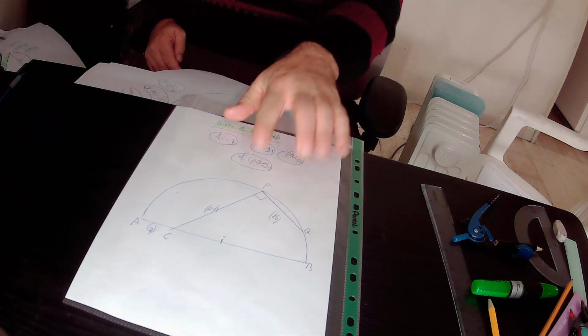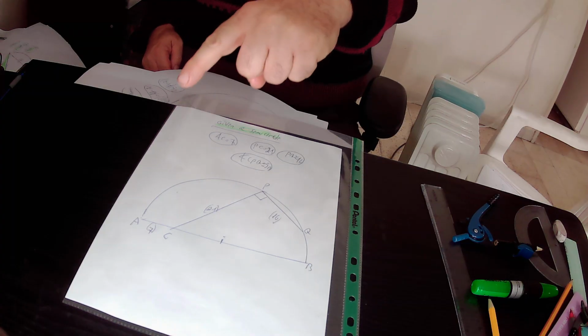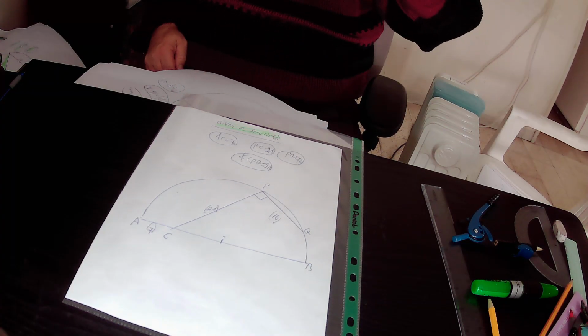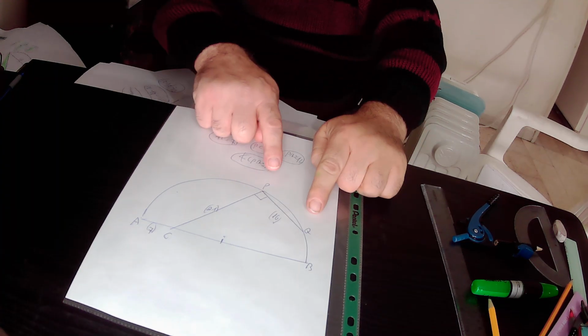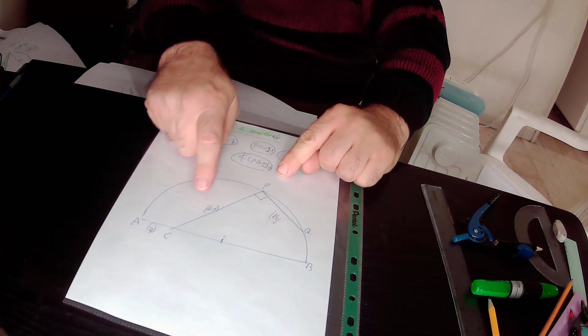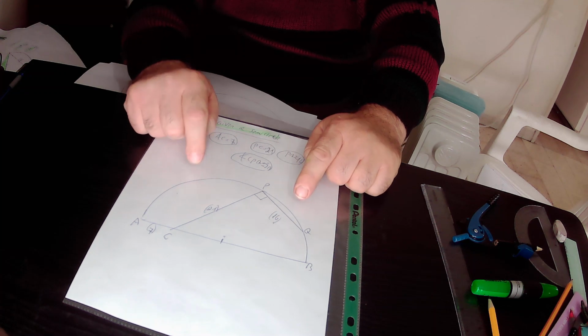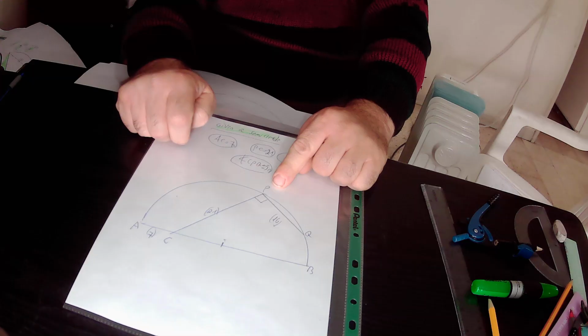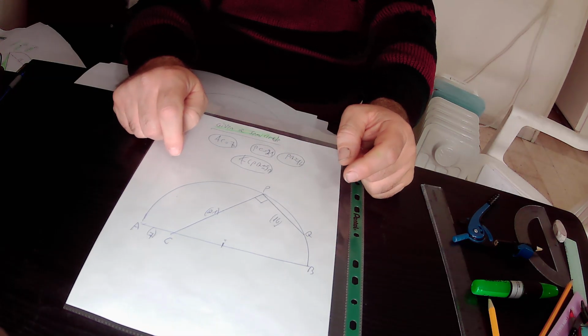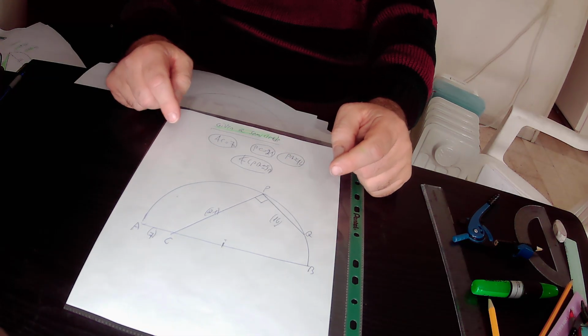In the second question, our task is to find the area of this semicircle. In the drawing, we have a semicircle. PQ equals 16, PC equals 21, AC equals 7. This angle at P is a right angle. Again, our task is to find the area of this semicircle.